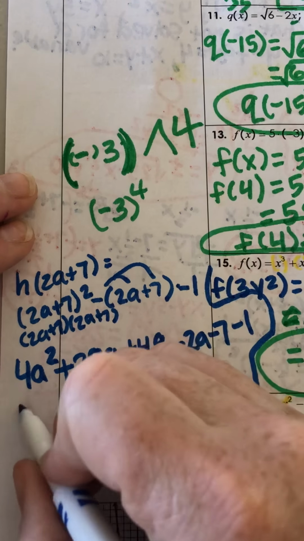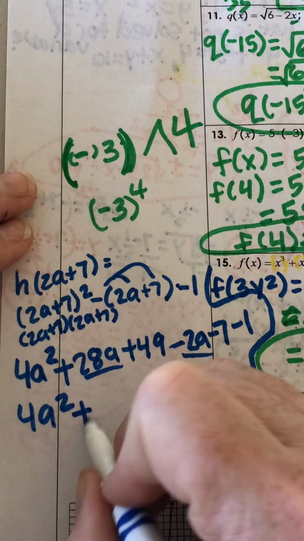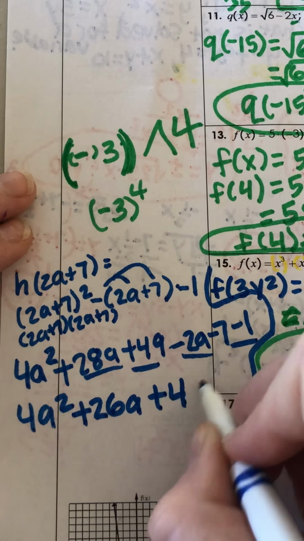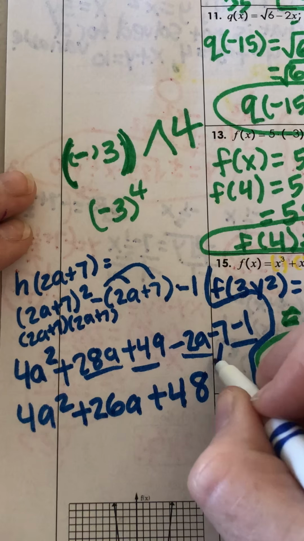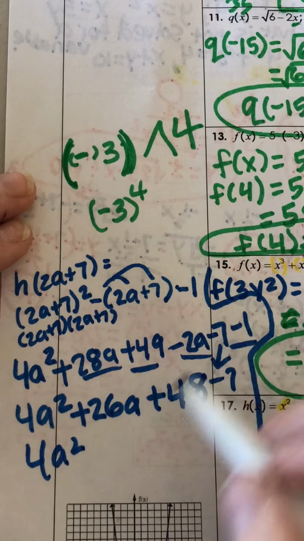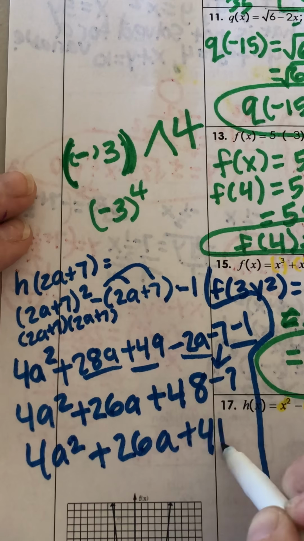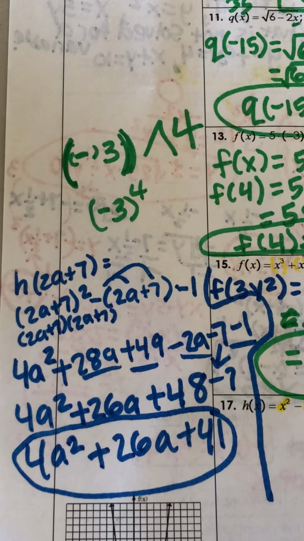All right, so now I'm at 4a squared. My a's combine, so plus 26a plus 48. I forgot the minus 7, didn't I? So I need to take one more step. So 4a squared plus 26a plus 41. There we go. Okay, so that is number 17.